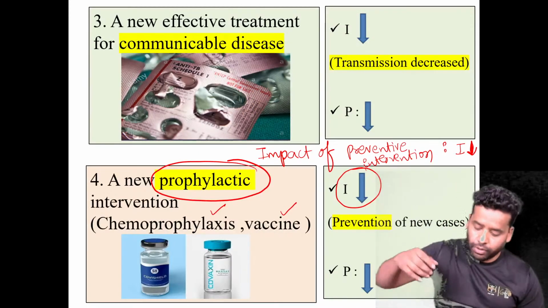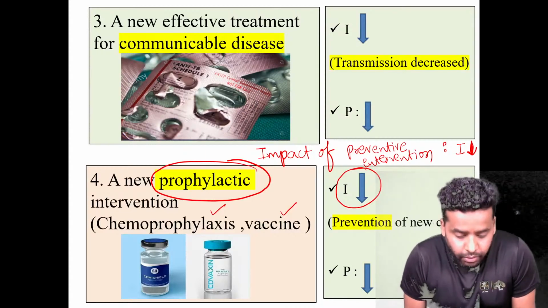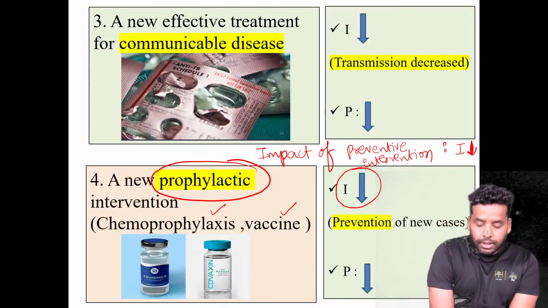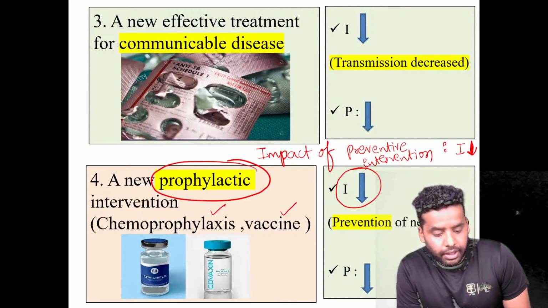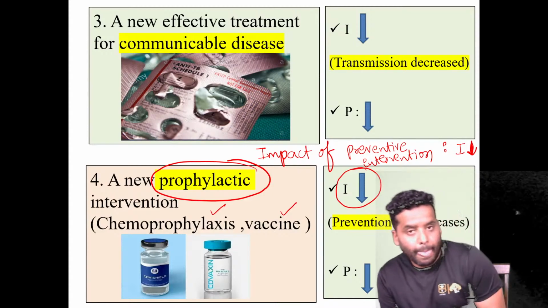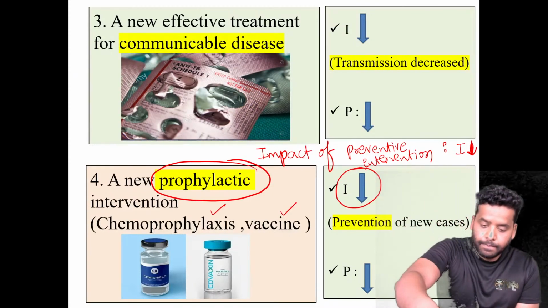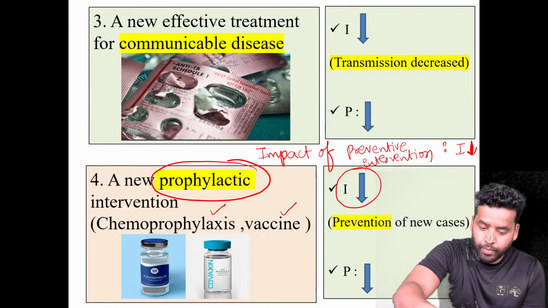Tell me true or false. A direct answer, but I am still asking the same thing in true-false mode so that you will not forget in the exams. The impact of a new preventive intervention is assessed by using the reduction in incidence. True or false? True. Good. Correct. So a total of 4 things are important here.